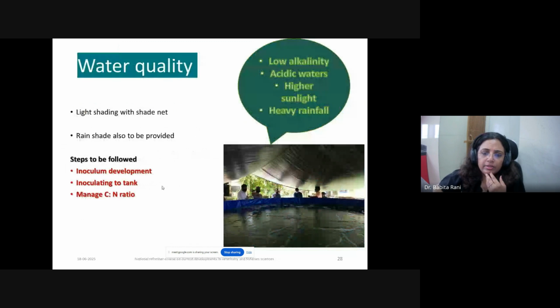So this should have shading possible. The lights and all should not be coming from the sides also. It will affect it. First, what will happen when we make an inoculum.